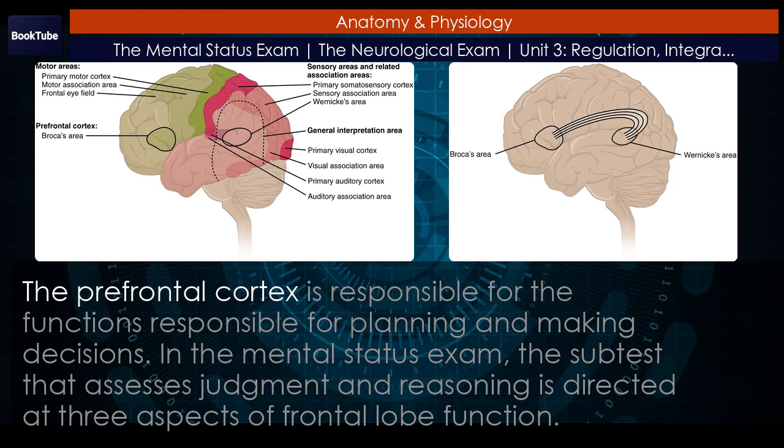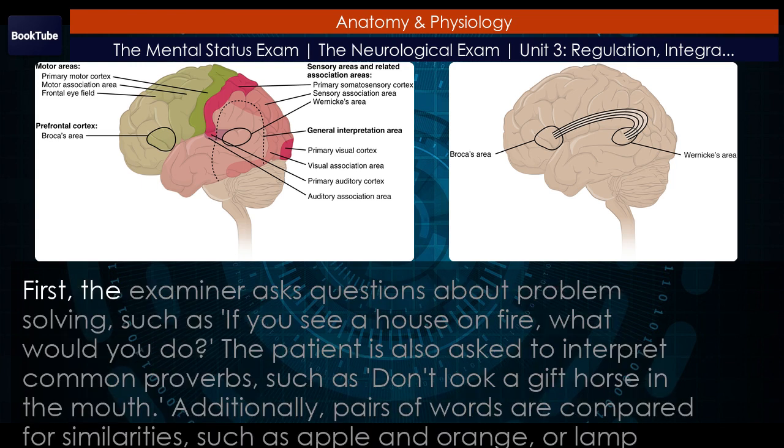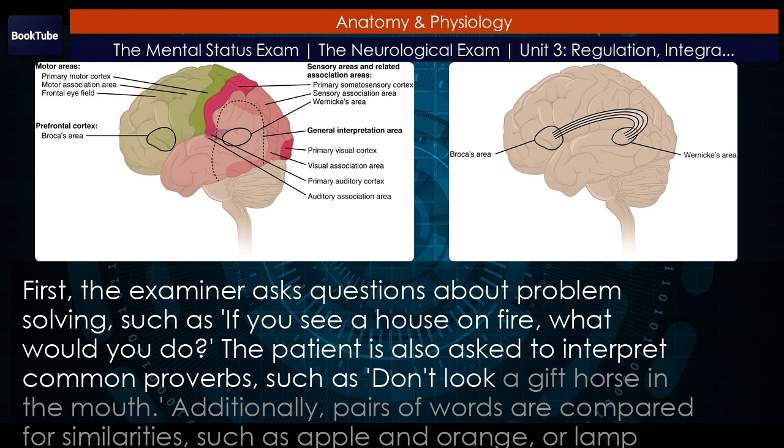The prefrontal cortex is responsible for the functions responsible for planning and making decisions. In the mental status exam, the subtest that assesses judgment and reasoning is directed at three aspects of frontal lobe function. First, the examiner asks questions about problem solving, such as, if you see a house on fire, what would you do? The patient is also asked to interpret common proverbs, such as, don't look a gift horse in the mouth. Additionally, pairs of words are compared for similarities, such as apple and orange, or lamp and cabinet.